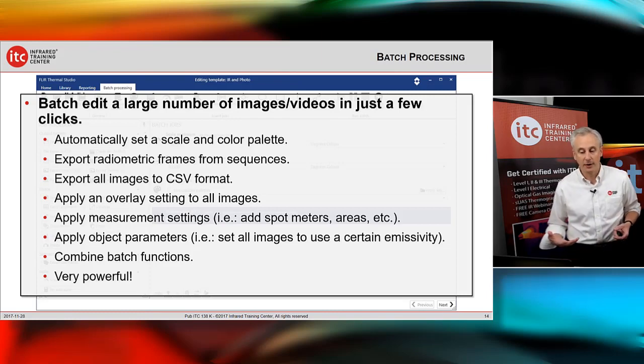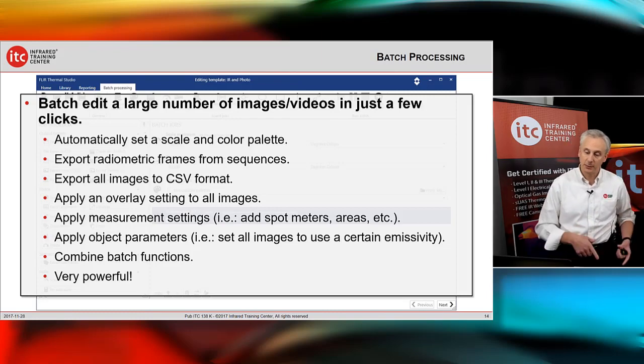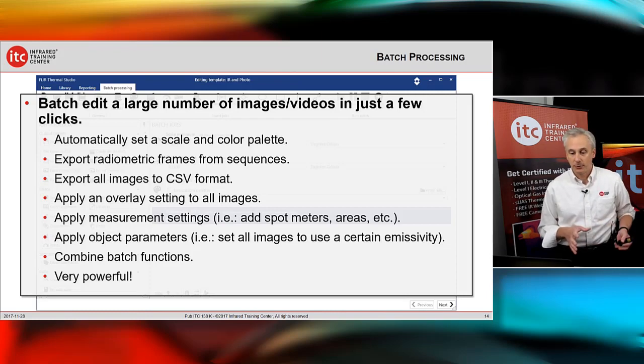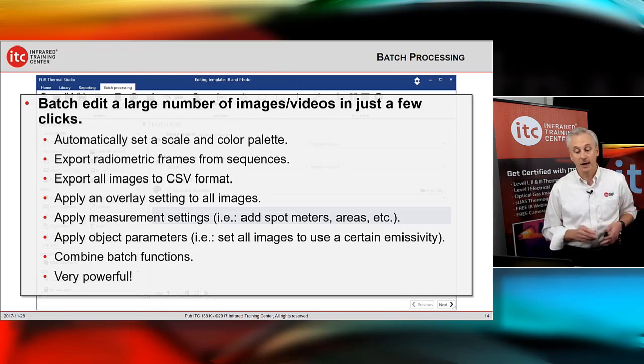You can also export radiometric images from sequences. You can export all images to CSV format. So if you wanted to actually have the text data from each image, you can do that pretty easily. You can apply overlay settings, you can apply measurement settings, object parameters, you can combine these functions. So it's obviously a powerful feature, and there's a lot of options. So if you're looking to automate any of your tasks, you might want to check that out.